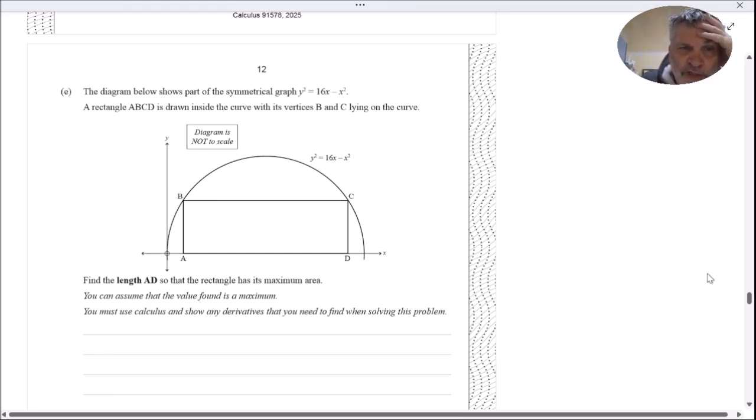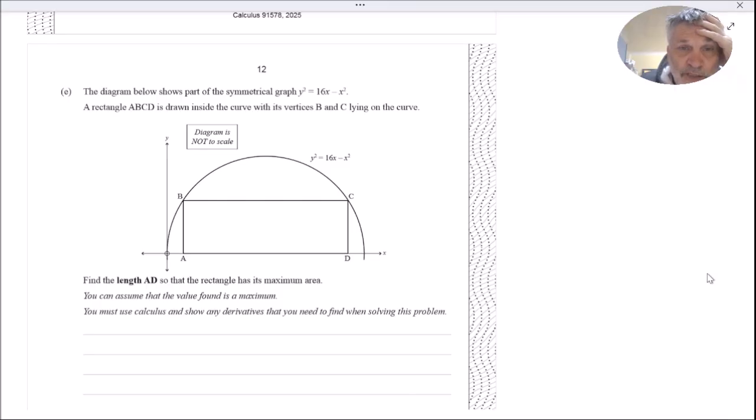The diagram below shows a part of the symmetrical graph y squared equals 16x minus x squared. That's a circle. A rectangle ABCD is drawn inside the curve with its vertices B and C lying on the curve. Find the length AD so that the rectangle has its maximum area.